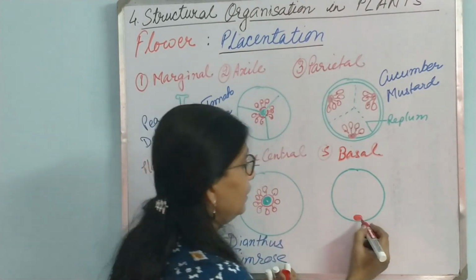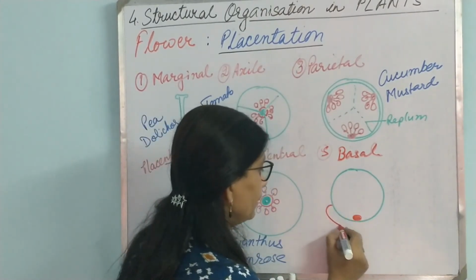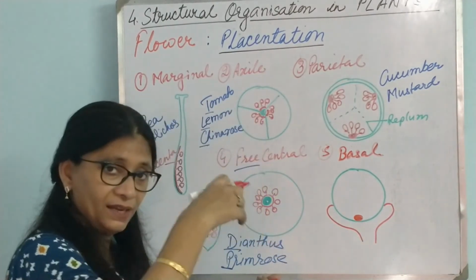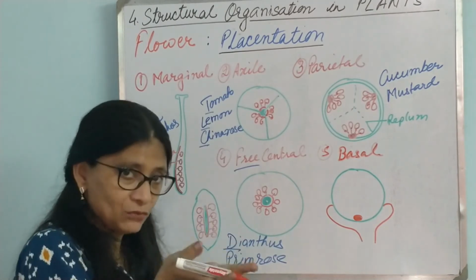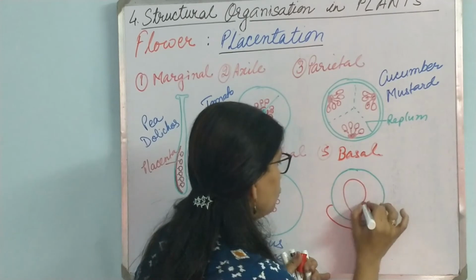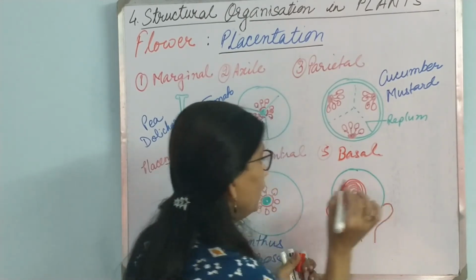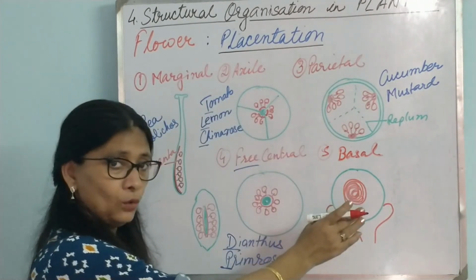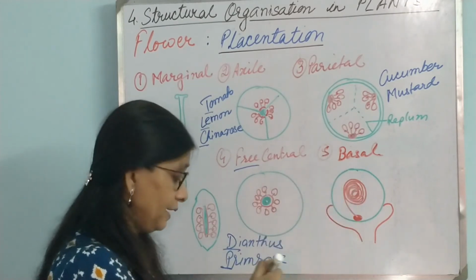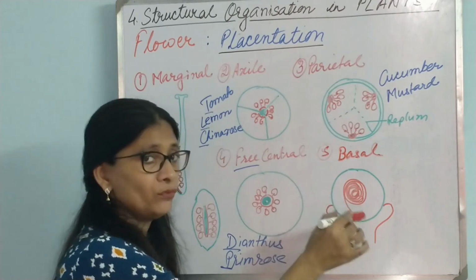And this is the placenta. It's on the base. You will know the base by this. This is the thalamus. The part where the ovary is attached to the thalamus will be the base of the ovary, and the placenta is on the base of the ovary, and there is just one ovule. Multilocular ovary, but the septa have dissolved, so it becomes like unilocular, and it has placenta on the base from where only one ovule comes out.